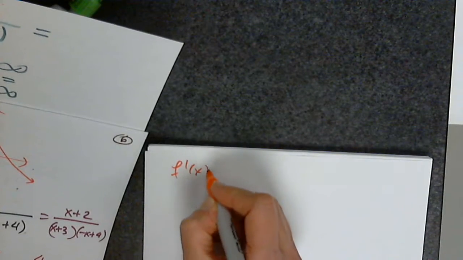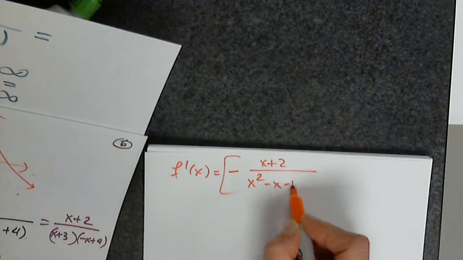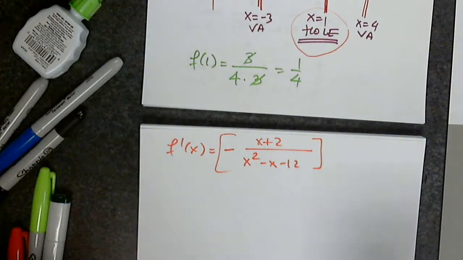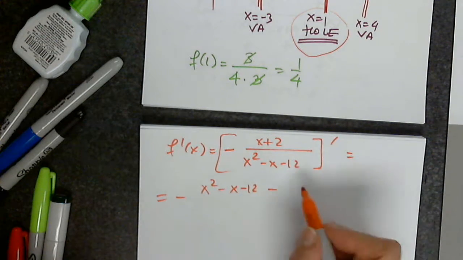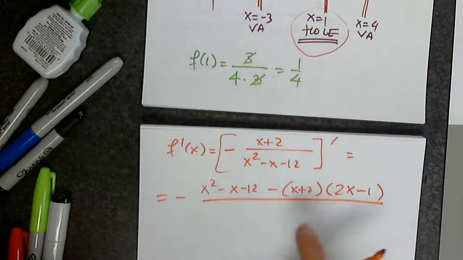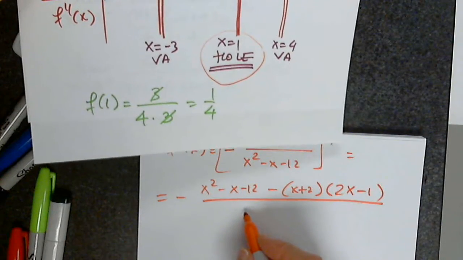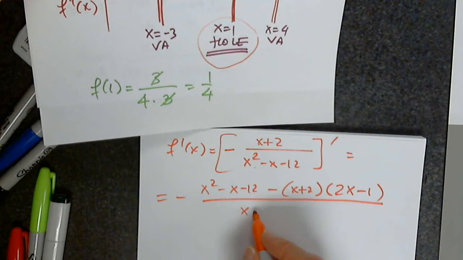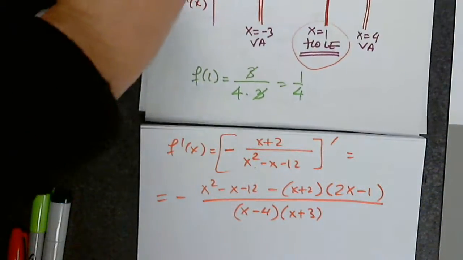So let's just try the first derivative. So it's this. Because there are so many other things that I'd like to review. So derivative. Okay, negative. The top prime is 1. So x squared minus x minus 12 minus x plus 2 multiplied by 2x minus 1. And now I'm going to write the denominator factored. This time I factored a -1. So it's x minus 4 and x plus 3, correct. Thank you.